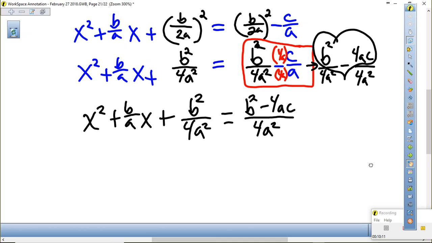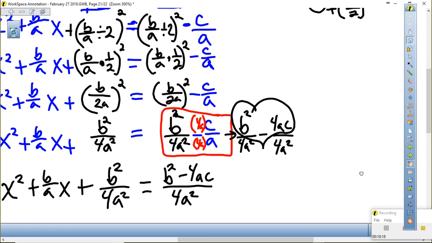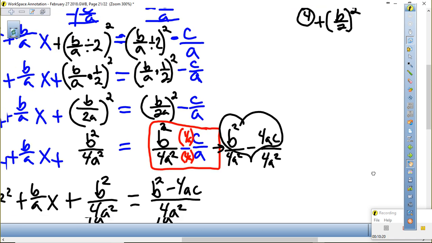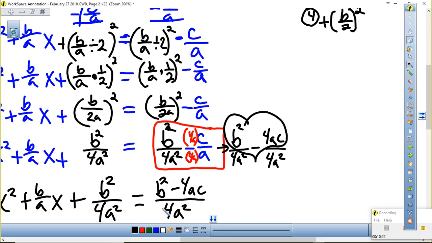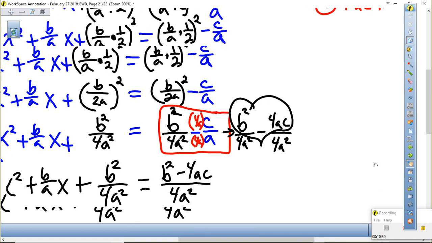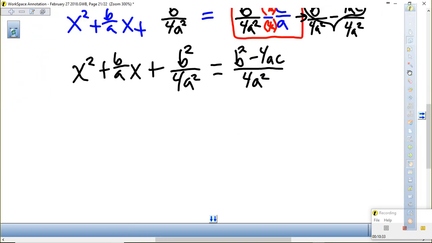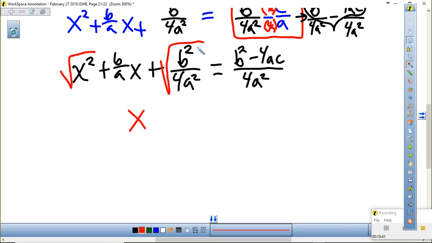All right, so that was step 4. Let's go to step 5. Step 5, we're going to what? Factor, okay. Which means this is a perfect square, so we use a shortcut, right? Square root of the first, x, square root of the last.